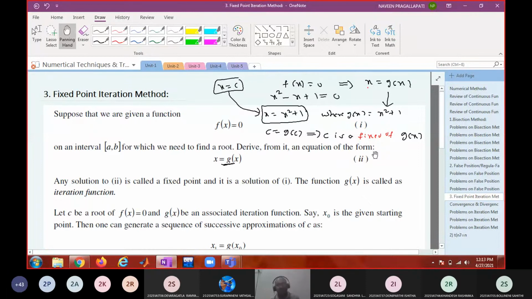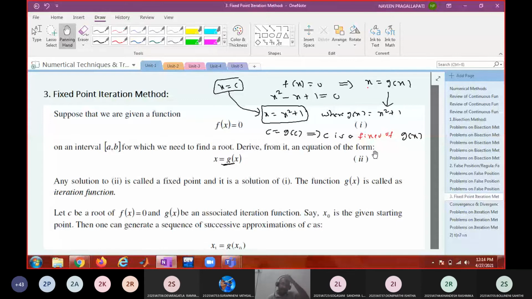So in order to find out the root of the given equation, rewrite the given equation in the form x equal to g of x, and try to find out the fixed point of g of x. If you can find out the fixed point of g of x, that is going to be a root of the given equation. Now how do you find out the fixed point of g of x?